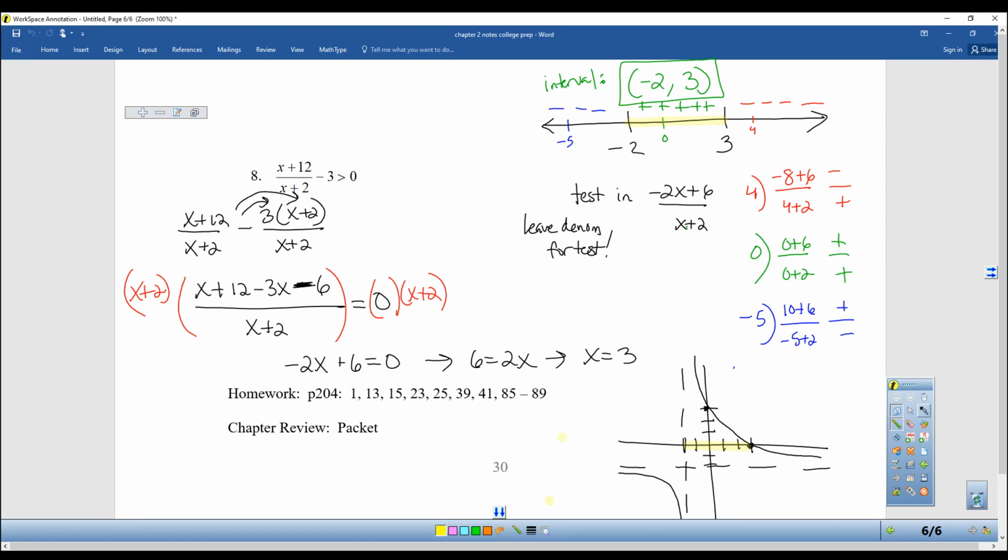Great, we did it. We got to the end of chapter 2. There is a review packet that you can work on that is extremely similar to the test. And you should make a chapter outline, chapter appendix for CP, to make sure that you have everything you need to get a great grade on this test.